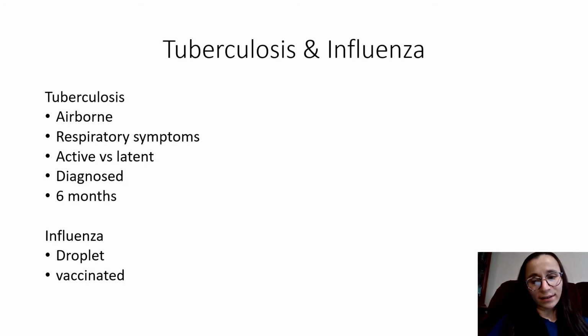If there's a red area, which is called induration, and if it's more than 50 millimeters, then it's a positive response. This does not mean the person has active TB. It only means that the person was exposed to TB in the past.